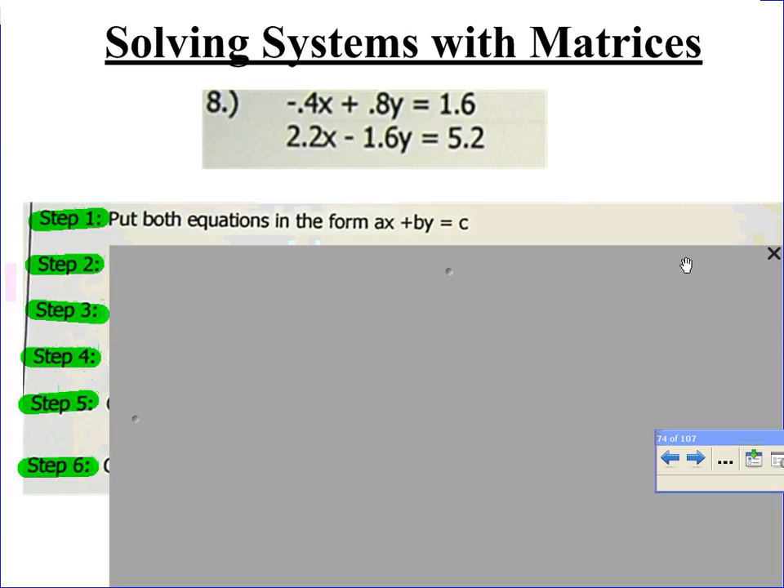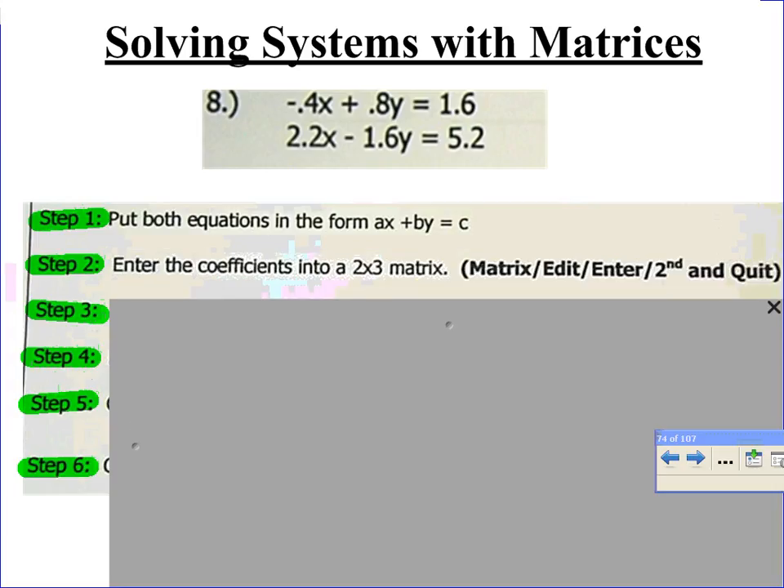Step 2, enter the coefficients into a 2 by 3 matrix. And we do that by matrix, edit, enter. And I'll go through all that with you. Second, quit. So enter the coefficients into a 2 by 3 matrix, which is matrix, edit, enter, second, and quit. That's why we went over dimensions, because you need to know if it's a 2 by 3 or whatever the dimensions might be.